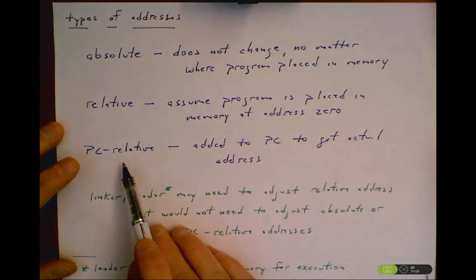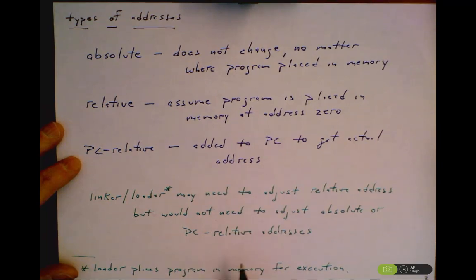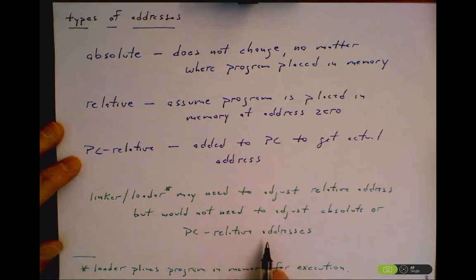And we'll see the advantages of this. The main advantages are the following: the linker or the loader may need to adjust relative addresses, but would never need to adjust an absolute address because it's absolute, or PC relative addresses, which are not absolute, but they automatically adjust no matter where the code is placed in memory.